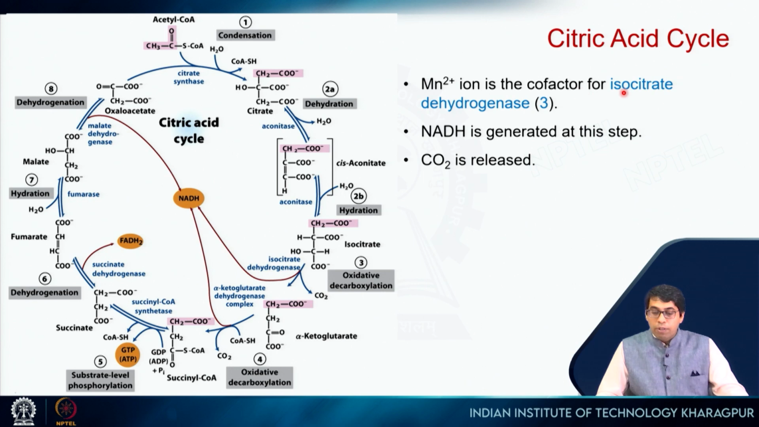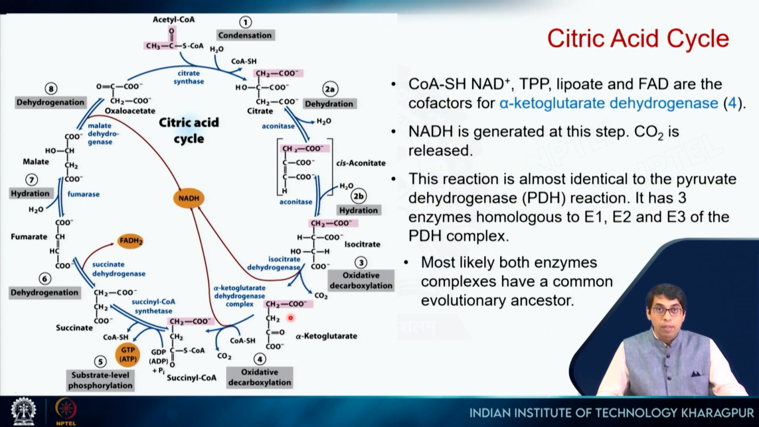Magnesium ion is the cofactor for isocitrate dehydrogenase in this step. So, in this case we have magnesium ion. From isocitrate we have alpha ketoglutarate. We are here, right. Now, alpha ketoglutarate is converted to succinyl coenzyme A. So, again coenzyme A comes in, right. One molecule of carbon dioxide goes out, electrons are taken up by NADH.